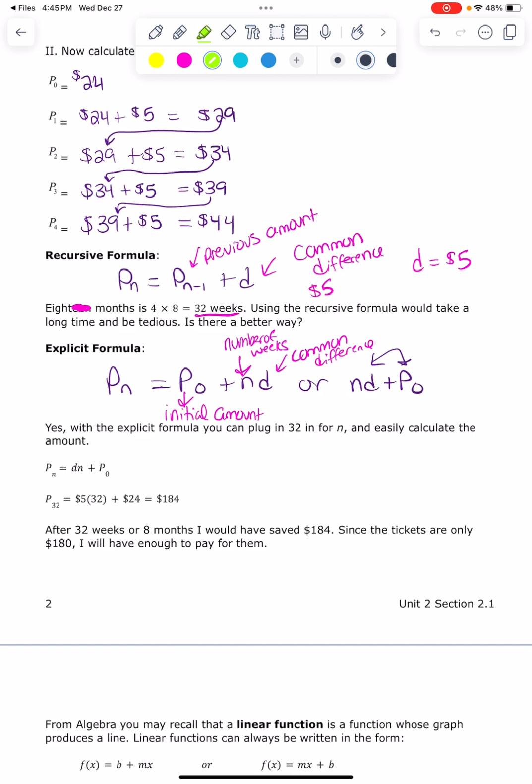So you set up your explicit formula. P sub n is equal to $24 plus n times 5. And we're using 32 for n. So we plug that in and calculate that out, and it's $184. So after 32 weeks or 8 months, I would have $184 saved. And since the tickets are only $180, I will have enough to pay for them.